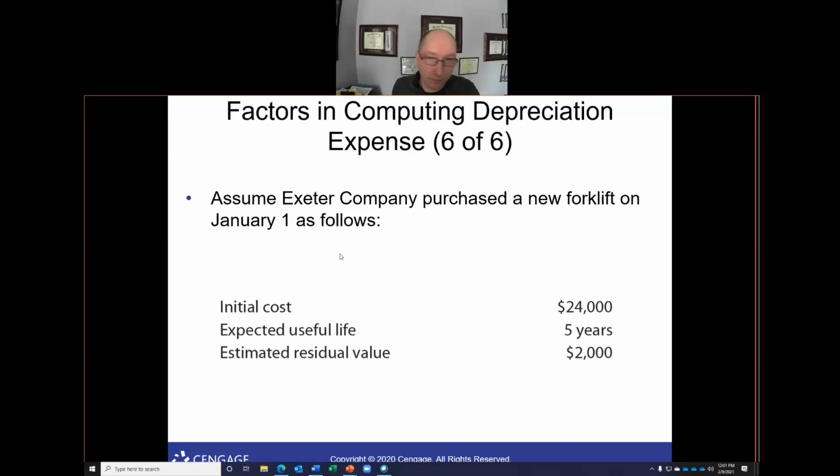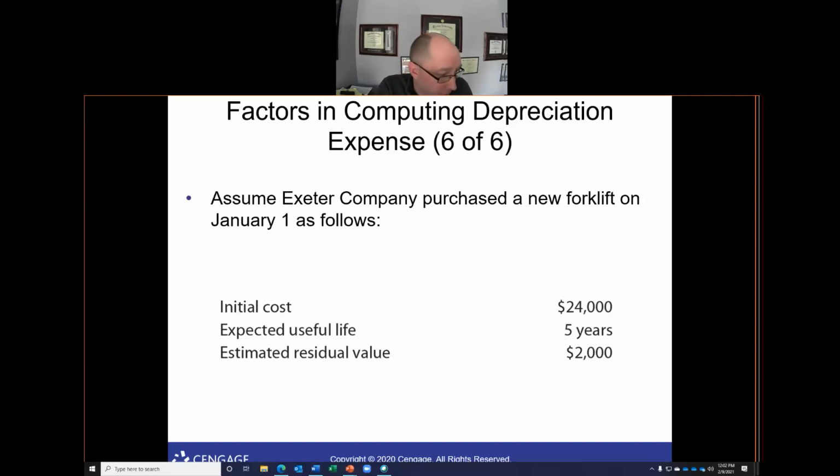Ready for the example? Okay. Let's say our company purchased a new forklift, and we put it into service on January 1st. The forklift cost the company $24,000. The expected useful life is 5 years. We expect to be able to use our forklift for 5 years. The residual value is $2,000. If I were to use straight line depreciation, how much can I depreciate my forklift per year?